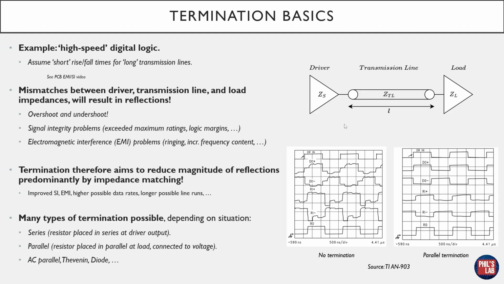At any of these interfaces, very simply speaking, and this is a very simplified view, so any boundary between where we have different impedances, so ZS to ZTL or ZTL to ZL, any mismatches in those impedances, so if ZS isn't equal to ZTL or ZTL isn't equal to ZL, these mismatches between the driver, the transmission line, and the load impedances will result in reflections. Reflections are something we want to minimize, as reflections are pretty bad for our signal, as they lead to overshoot and undershoot, and quite severe overshoot and undershoot if the reflections are very large.